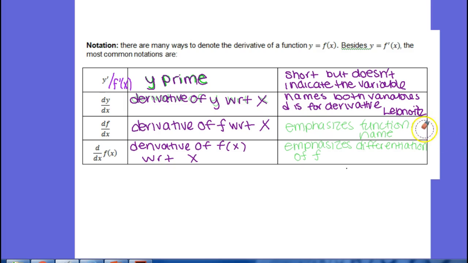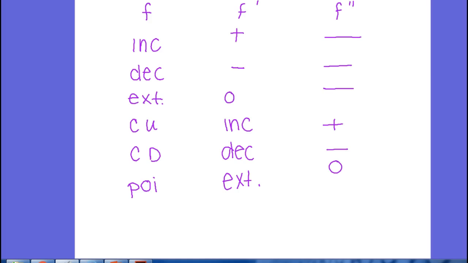Alright, df dx emphasizes function name. f of x with respect to x emphasizes differentiation of f. Honestly, these two are the most popular notations you will see. The top two are the ones you're going to see the most. Will all of these be tested? I mean, there are so many ways to write things, and that's what you're going to see as we continue through functions and problems.